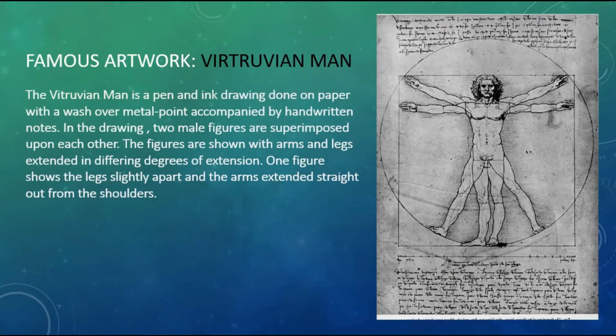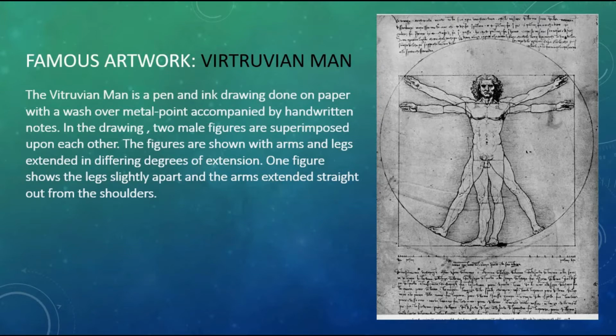Another famous artwork is the Vitruvian Man. The Vitruvian Man is a pen and ink drawing done on paper with a wash over metal point accompanied by handwritten notes. In the drawing, two male figures are superimposed upon each other. The figures are shown with arms and legs extended in differing degrees of extension. One figure shows the legs slightly apart and the arms extended straight out from the shoulders.